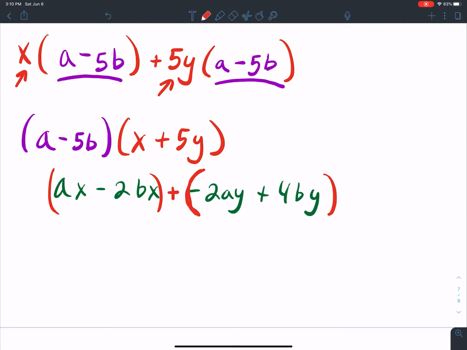All right, now I'm going to GCF. What's in common between these two? Both of those have an x, so I'm going to pull an x out. If I pull an x out, what do I have left? I have an a, and then I have a minus 2b, right?